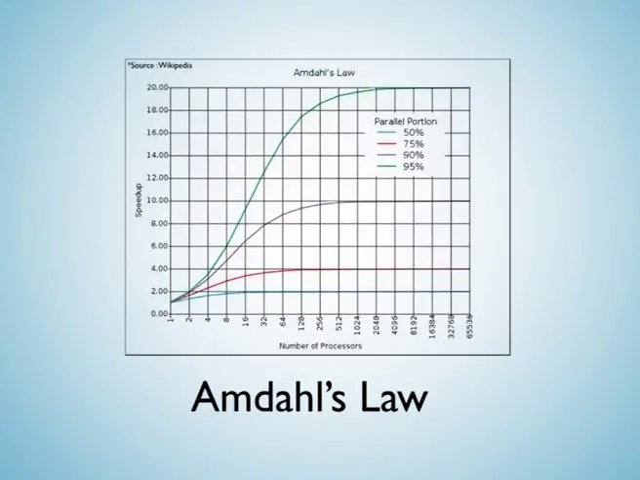The improvement in performance gained by the use of a multi-core processor depends very much on the software algorithms used and their implementation. In particular, the possible gains are limited by the fraction of the software that can be run in parallel simultaneously on multiple cores. This effect is described by Amdahl's law.